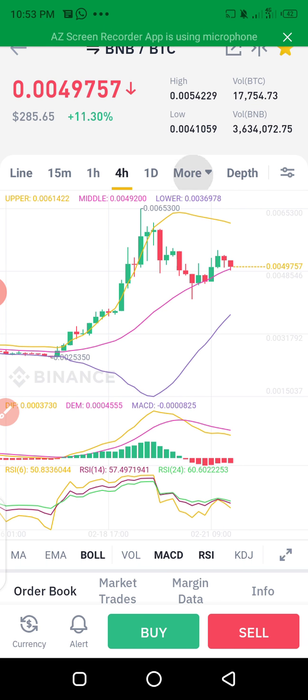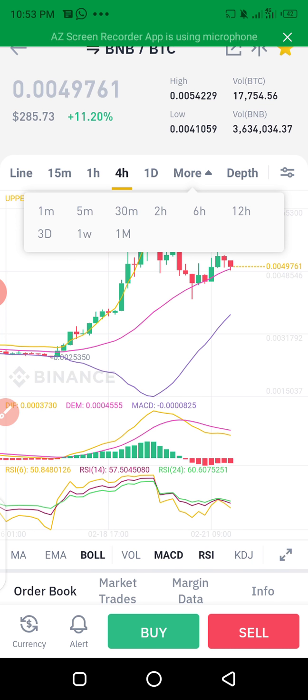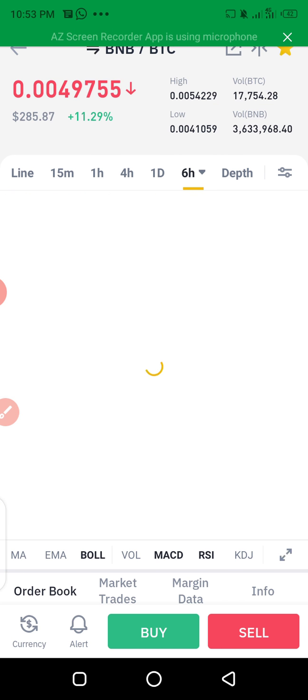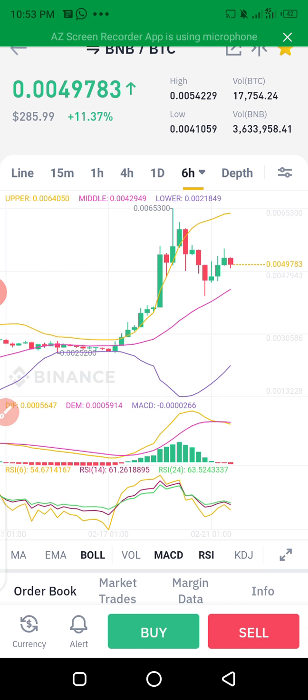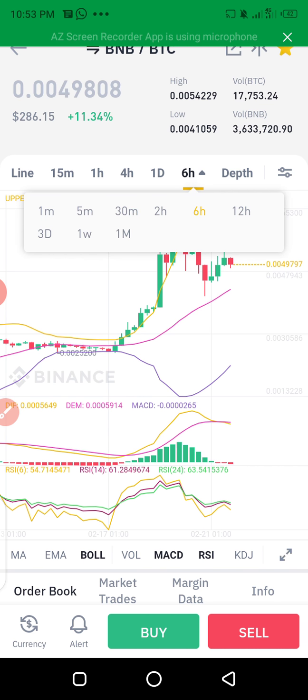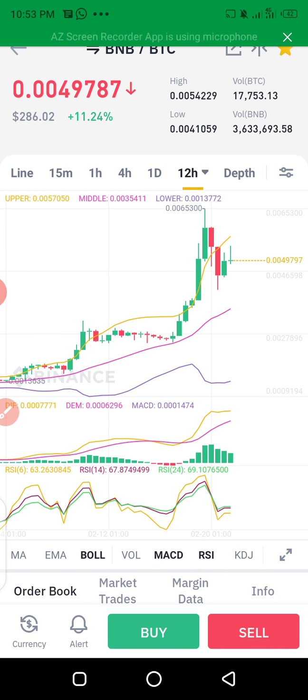Also, the 6 hour candlestick will close at exactly, all the candlesticks will be closed at exactly 1 o'clock a.m. Nigeria time, according to this 12 hour candlestick. You see here, this is a bullish candle.